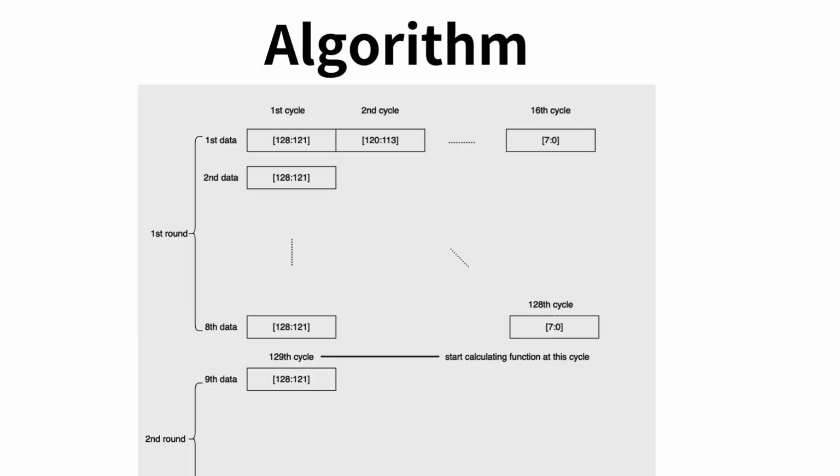Now I will talk about our algorithm. To input one set of IoT data, we need 16 cycles. There are 8 sets of IoT data each round, so we need 128 cycles until we can perform function calculation. To minimize the procedure time, we will start calculating function at the 129th cycle, where the 129th cycle is when the first 8-bit number of the second round is being input. In other words, we input IoT data and do calculation at the same time.